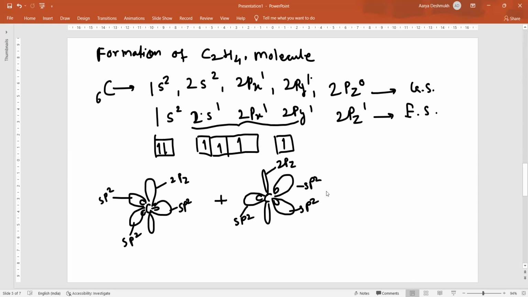Now they combine together to form such a structure. So this diagram is very important. You write the answer for this. This is very important.